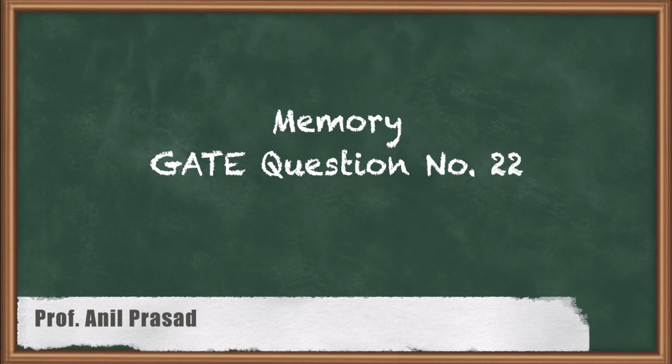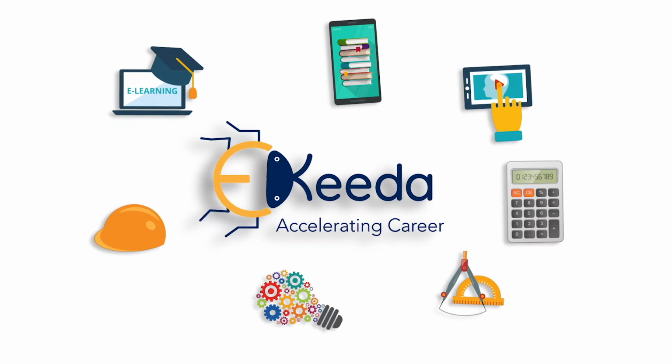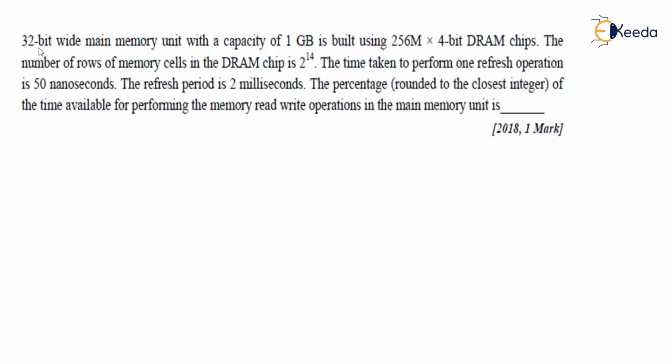Now solve this question, which was given in GATE 2018 for 1 mark. A 32-bit wide main memory unit with a capacity of 1 GB is built using 256M into 4-bit DRAM chips. The number of rows of the memory cells in the DRAM chips is 2 power 14. The time taken to perform one refresh operation is 50 nanoseconds. The refresh period is 2 milliseconds. The percentage of the time available for performing the memory read-write operations in the main memory unit is what?